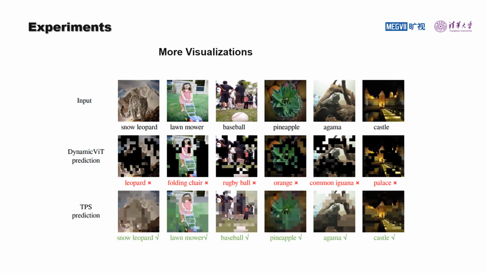We show some other cases that our method can save from the wrong predictions of token pruning technology.